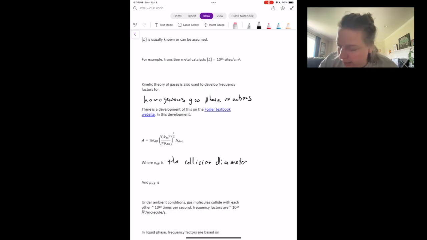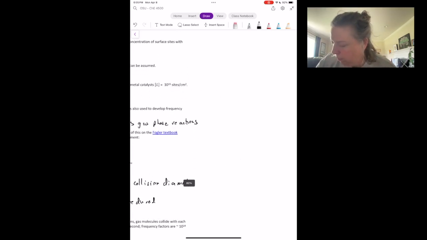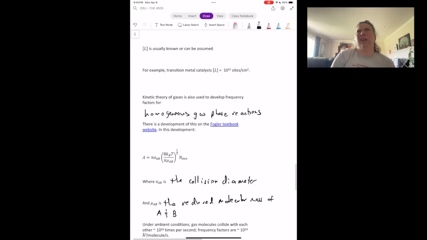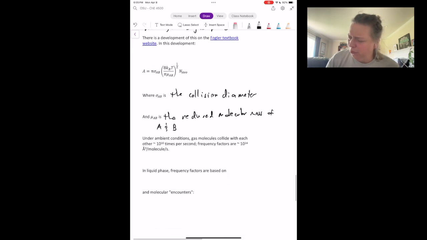Mu AB is the reduced molecular mass of molecules A and B. I believe that is, if you sum the molecular masses of A and B and divide by the square root of the product, but don't quote me on that. But that quantity, the formula can be looked up.